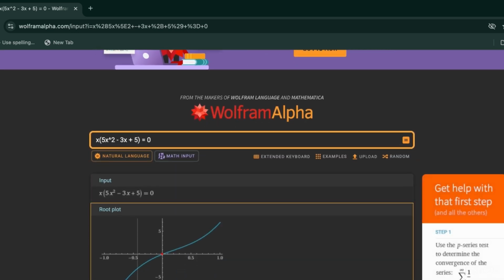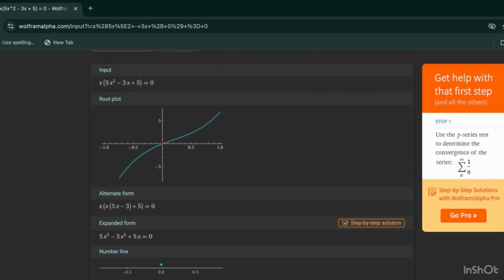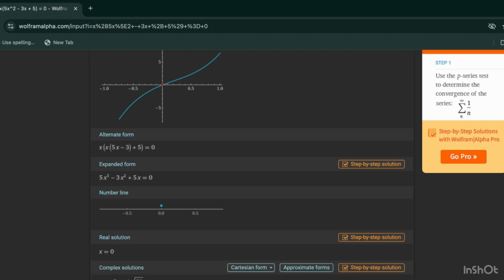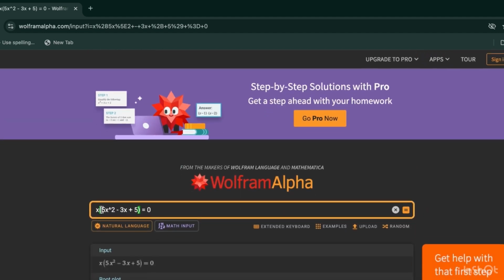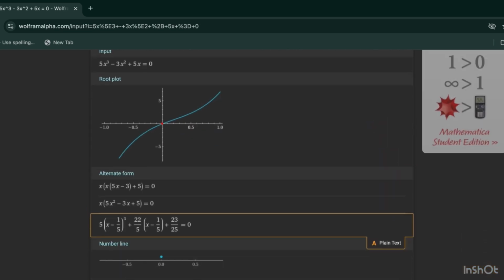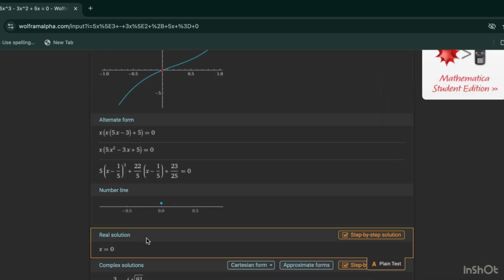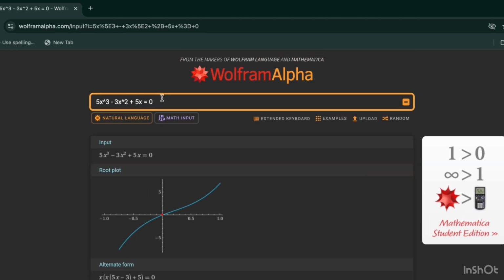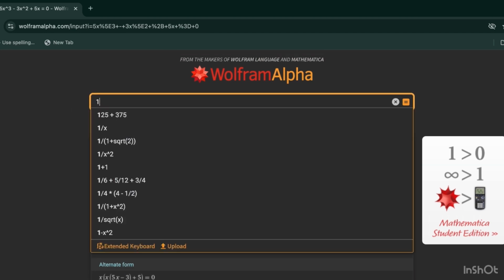And this in the root plot and in the real solutions tab will give us a solution of 0. Now, if I multiply each term by x, we should expect the same result. And in a minute, I'll show you what we do get. And what we actually get is, what do you know? It is 0. So now we'll type in our second equation.